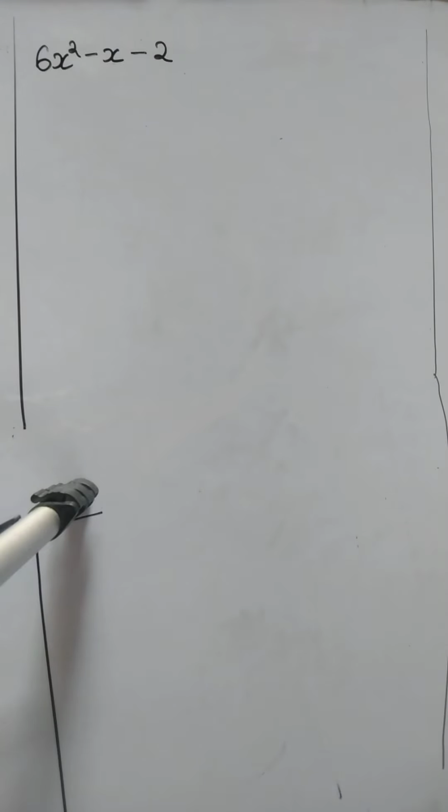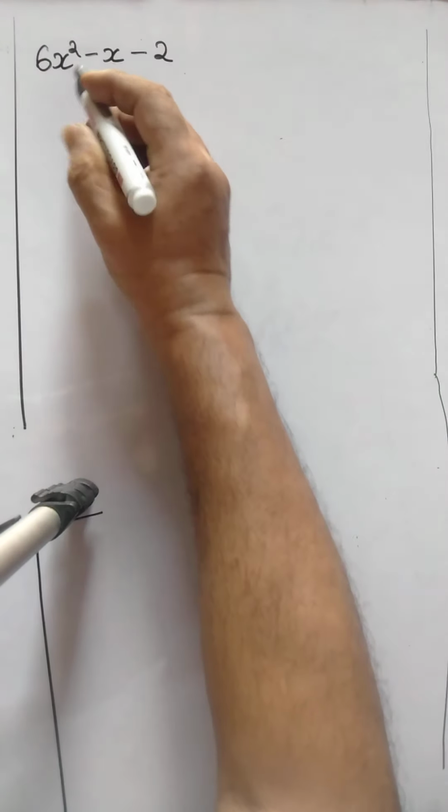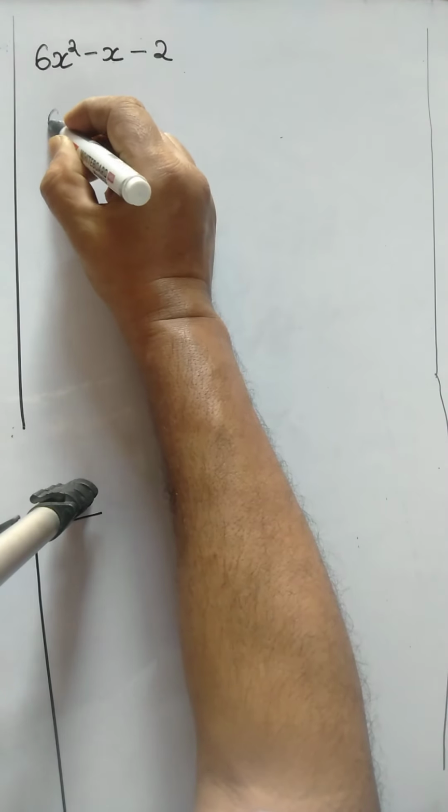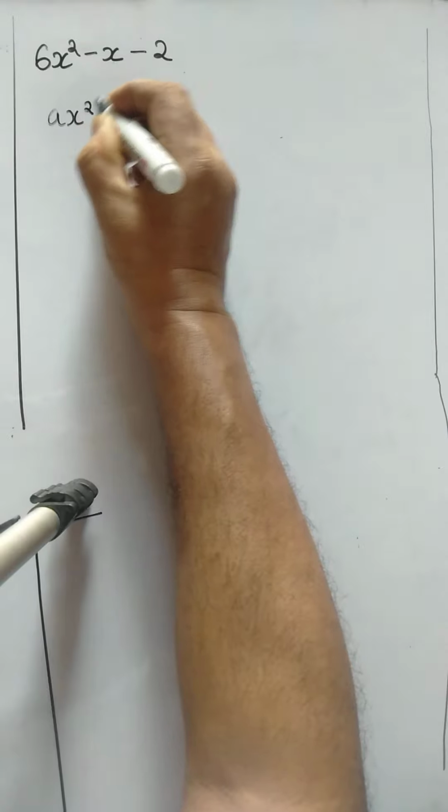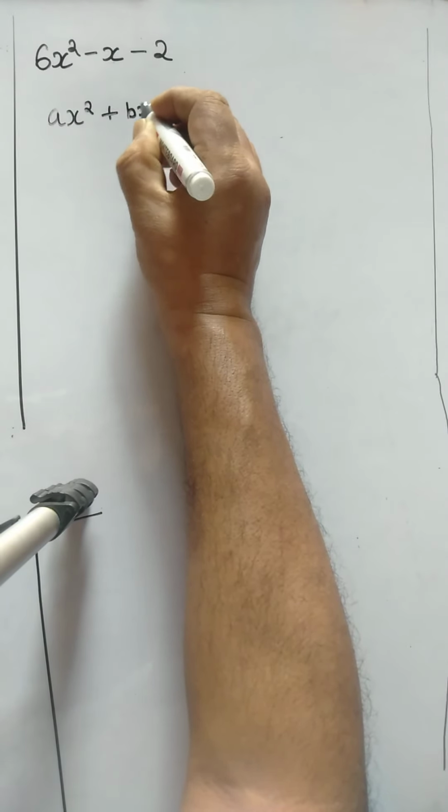If you are given a quadratic polynomial and you are asked to find the zeros by splitting the middle term, there is a certain way or procedure that you need to follow. Firstly, you need to check and say that this is of the standard form ax squared plus bx plus c.